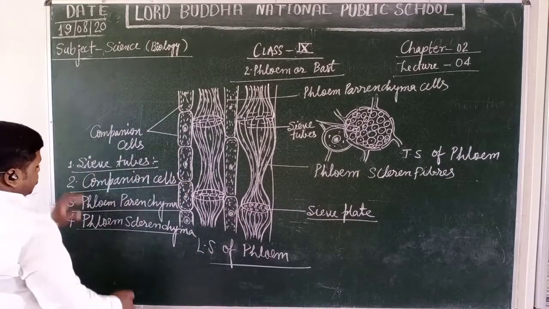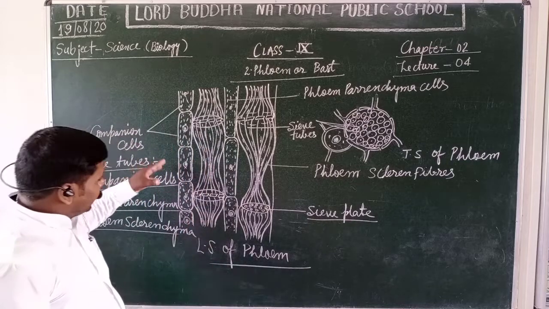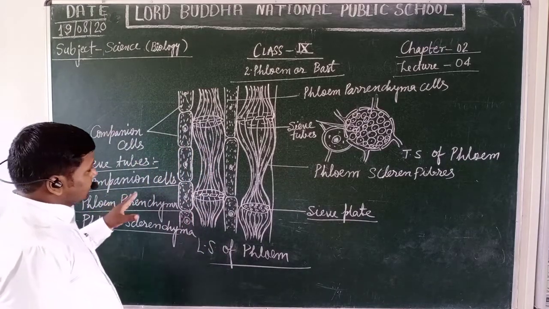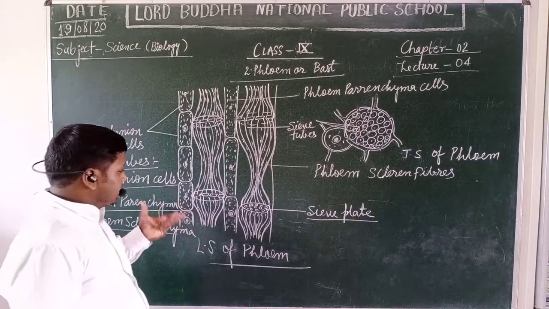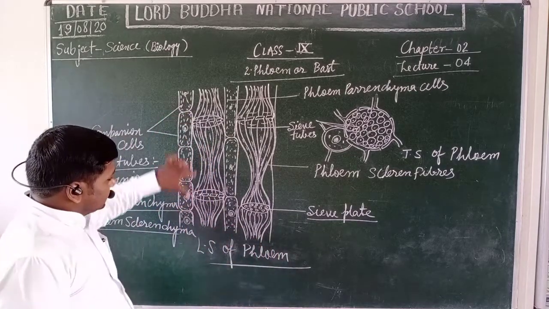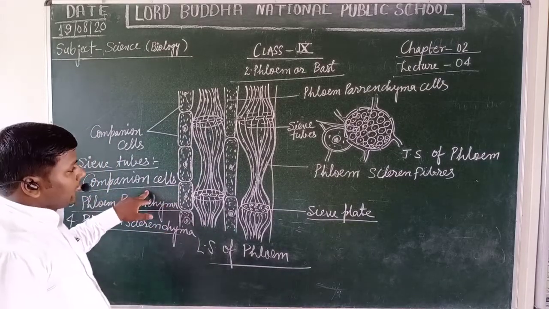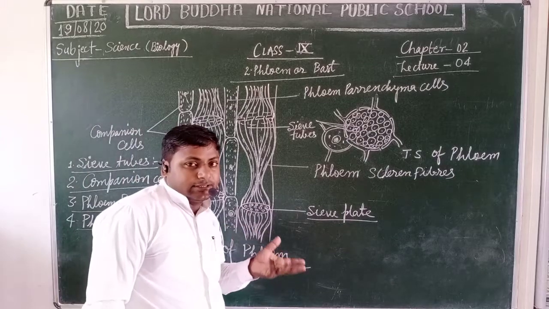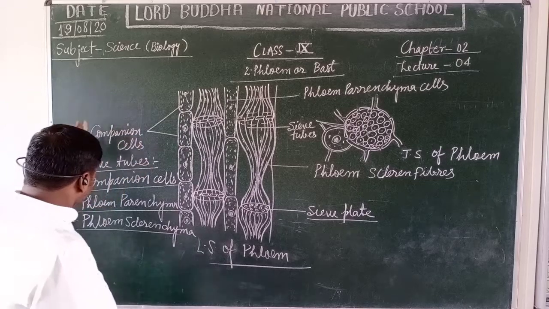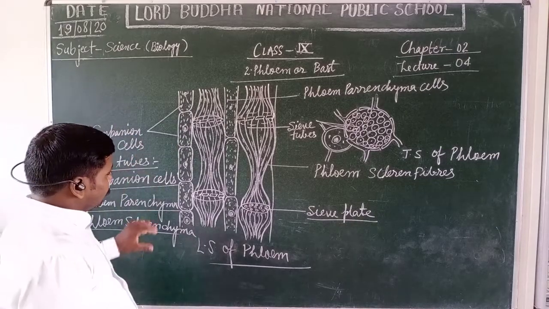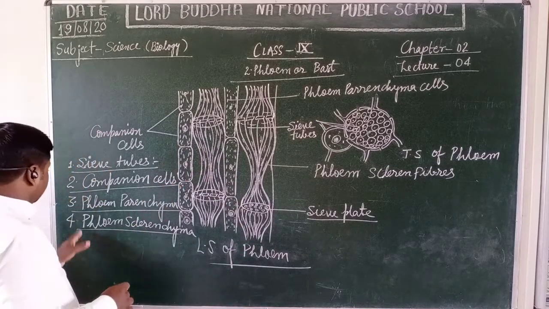Now the companion cells. Companion cells are a kind of chlorenchyma type of cells. These cells not only support and provide a particular shape and structure to the phloem vessels, but are also helpful in the formation and synthesis of food by the process of photosynthesis. These are always living and comparatively smaller than the phloem parenchyma.